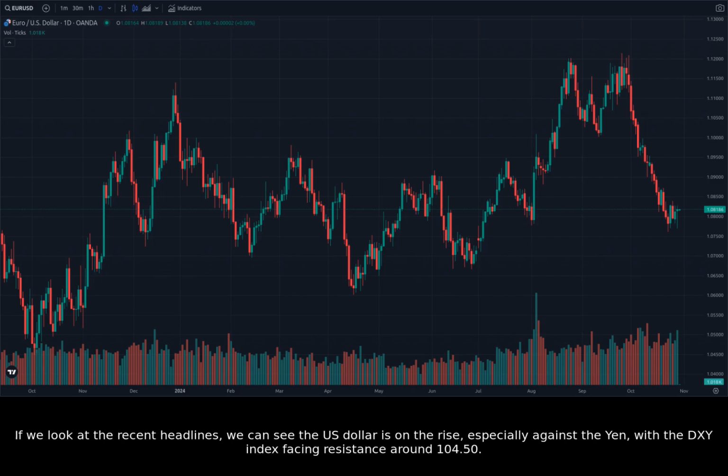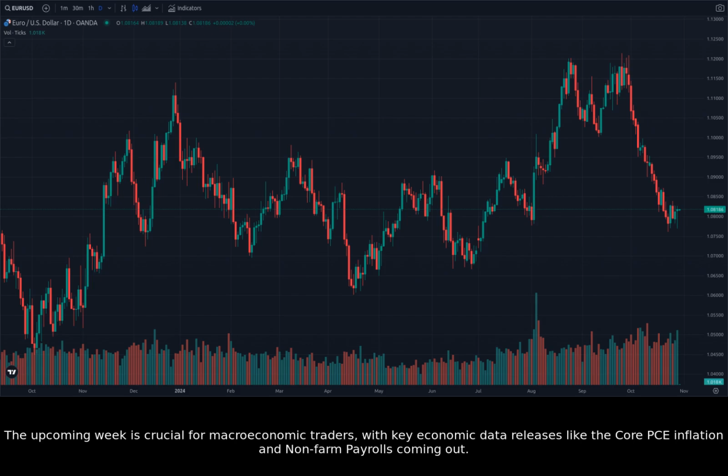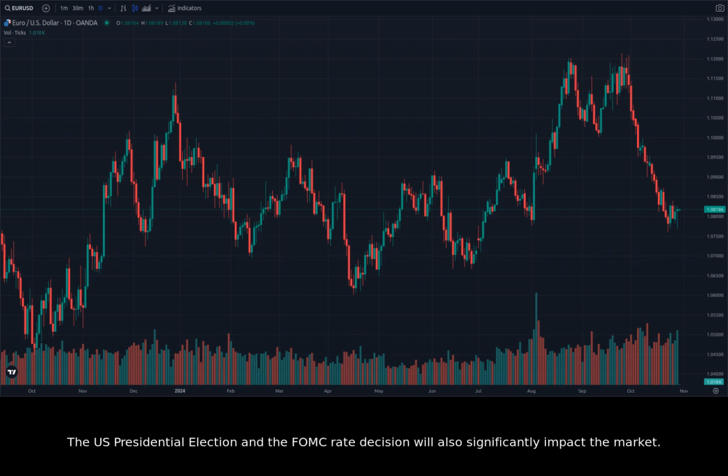If we look at the recent headlines, we can see the US dollar is on the rise, especially against the yen, with the DXY index facing resistance around 104.50. The upcoming week is crucial for macroeconomic traders, with key economic data releases like the core PCE inflation and non-farm payrolls coming out. The U.S. presidential election and the FOMC rate decision will also significantly impact the market.